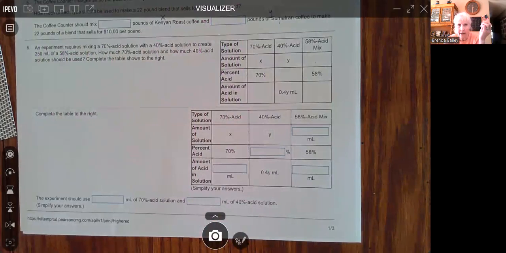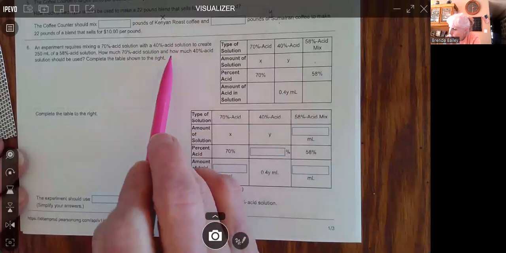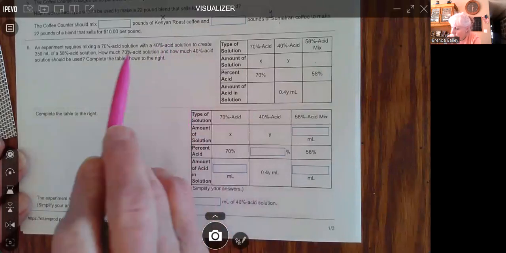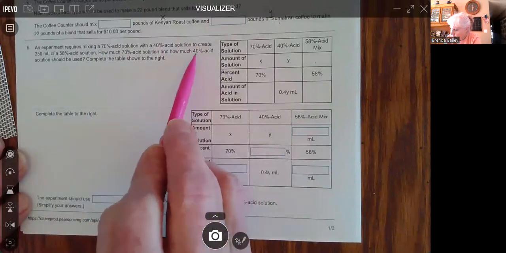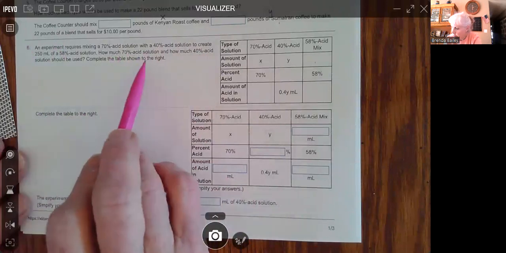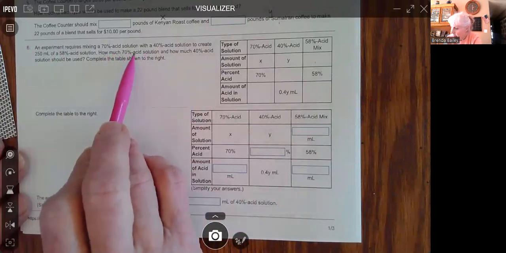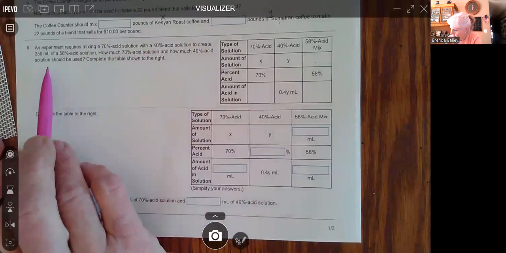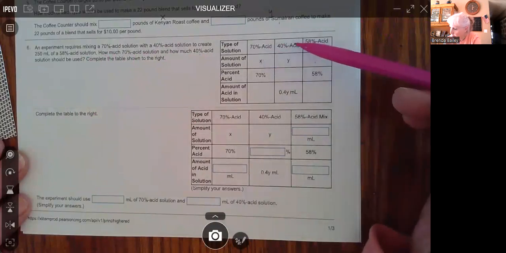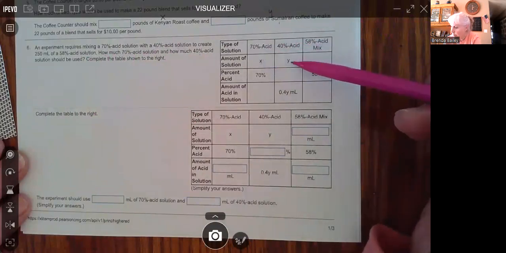It's exactly the same. How much 40% acid solution should be used? So we have, and how much 70% acid solution. Complete the table to the right. So how much 70% acid and how much 40% acid. They make the 70% acid the X and the 40% acid the Y.